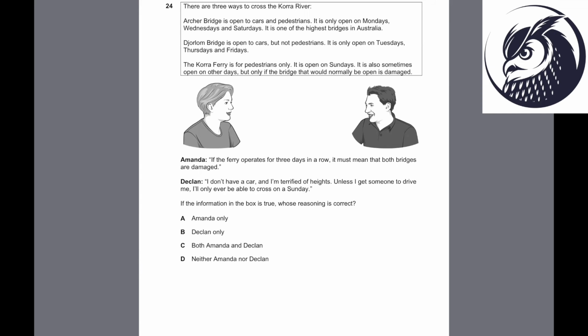So we know there's 3 ways to cross the Kora River, right? So let's write here, cross river. We got 3 options. We got Archer Bridge, but you're only going to go over the Archer Bridge if you're in a car or if you're a pedestrian. So I'm just going to write people for pedestrian, and you're only going to be able to cross Archer Bridge on Monday, Wednesday, and Saturday. Second option is the Jordan Bridge.